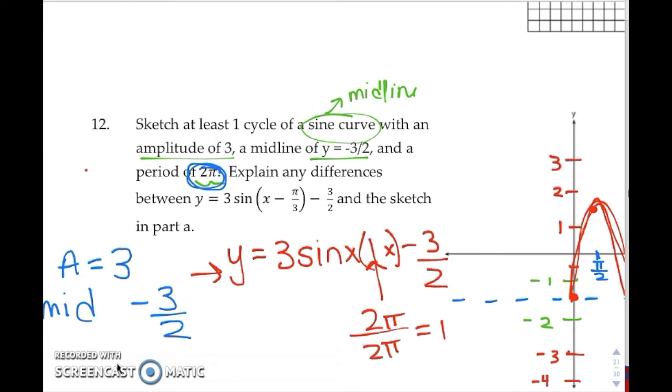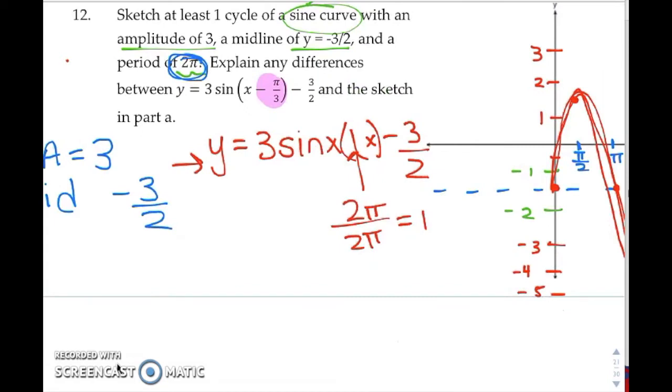So the only difference between these two functions is this minus pi over 3. And what that should make you think is, oh, that's an inside change, horizontal inside, vertical outside. So this is shifted to the right pi over 3.